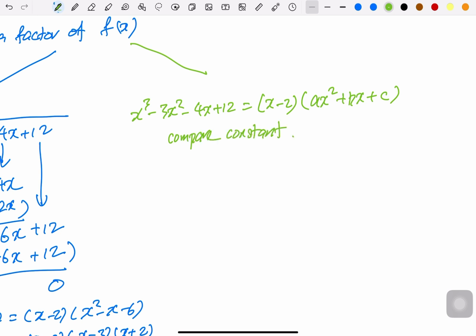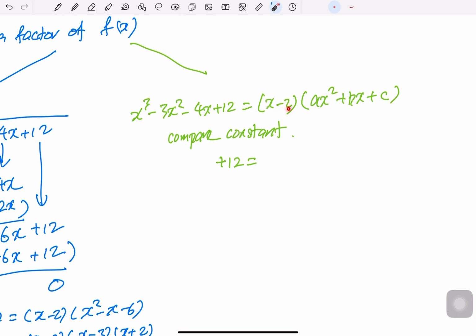Let's take a look at the left hand side itself. I only have a constant term, that will be plus 12. On the right hand side, let's take a look. So x, just like using expansions, let's just observe. x multiplied by x squared can never be constant. x multiplied by x can never be constant. x multiplied by constant will never be constant. So the x term will not give you any constant term.